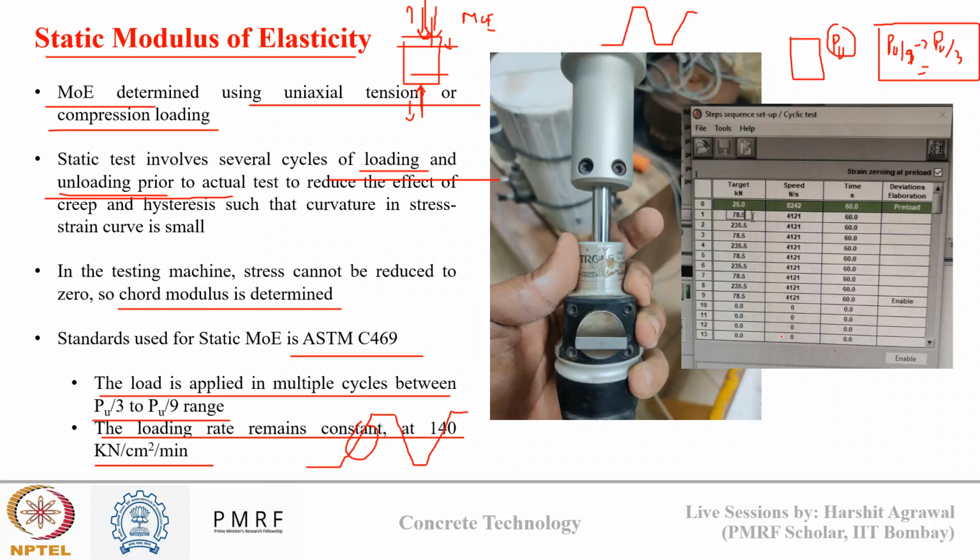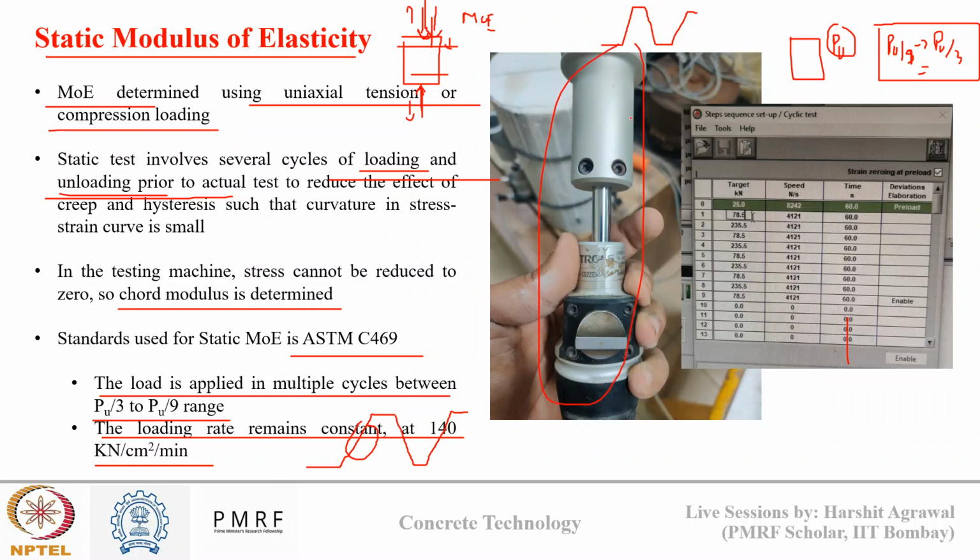You can see in the images here also how this test is performed. This image is taken from an actual testing setup of one of my samples for testing of modulus of elasticity in the concrete lab at IIT Bombay. In the first image you can see an extensometer. This is known as an extensometer.